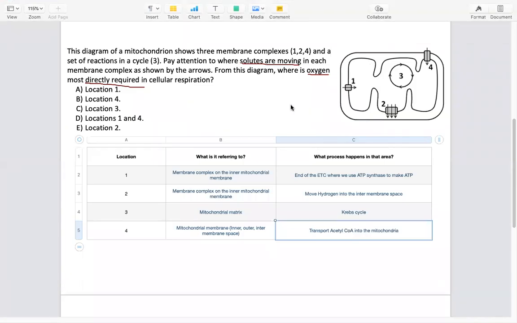Okay, so when we're looking at this problem, we're thinking about now, where is oxygen most directly required? We know that it's going to be anything that has to do with the electron transport chain, right? And what do we know about oxygen in the electron transport chain? We know that in the electron transport chain, oxygen is the last electron acceptor, or the primary electron receptor. You can call it the receiver. I'm just going to write rec. And so the point here is that we have to figure out, where is it?